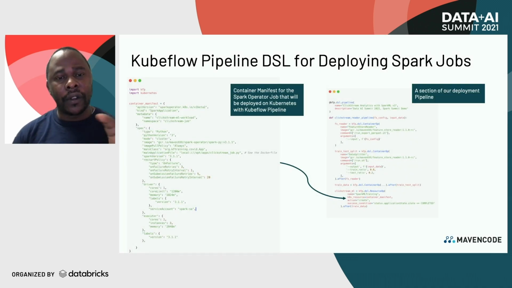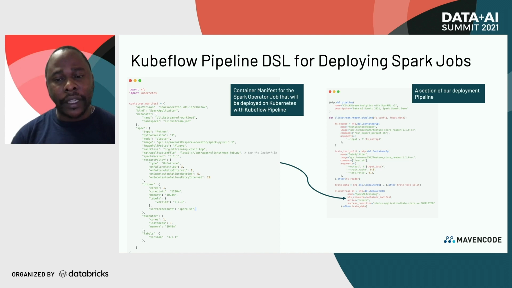So just to delve a little bit deeper, the DSL, which is the domain-specific language for describing the Kubeflow pipeline that deploys the job, kind of looks like this, what we have on the right. So you specify the DSL, and the DSL basically creates the graph that you saw in the previous slide. And you have all these components. In this case, we have a feature store reader component that goes in and reads data from the feature store.